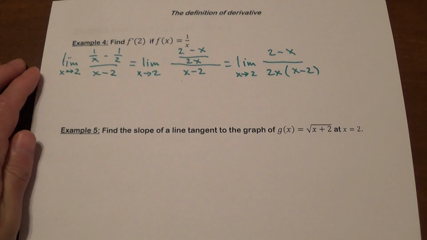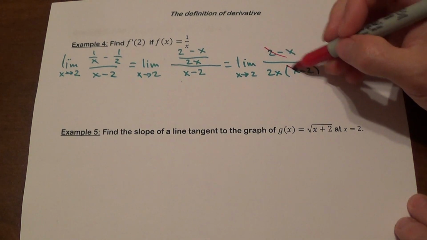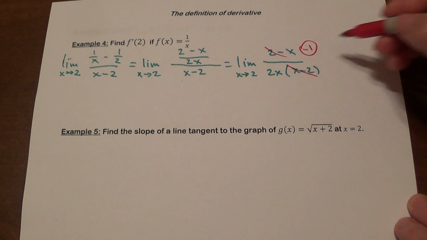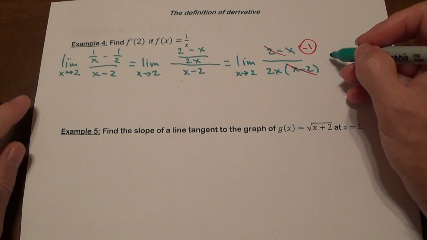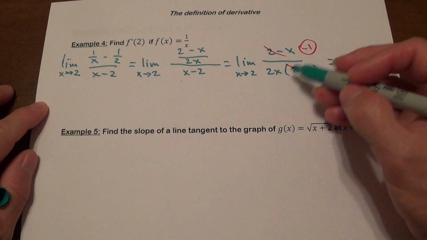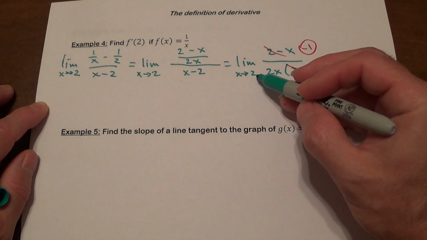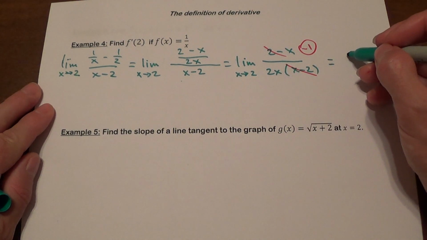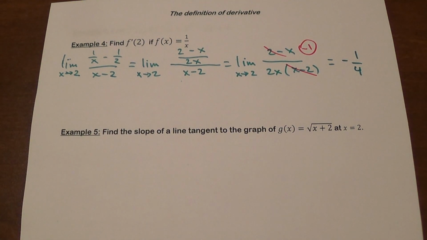Again, 2 minus x and x minus 2 are opposites of each other, so when you cross them out, they are going to leave you with negative 1. Right? And I think you can see at this point that there is no issue with direct substitution. You have negative 1 over 2x, x becomes 2, and it's going to become negative 1/4. Okay?